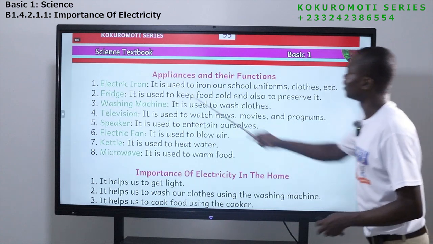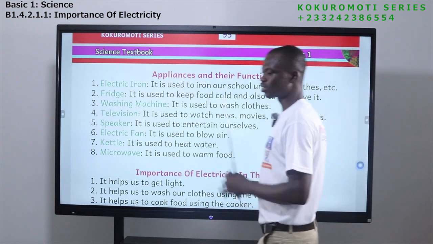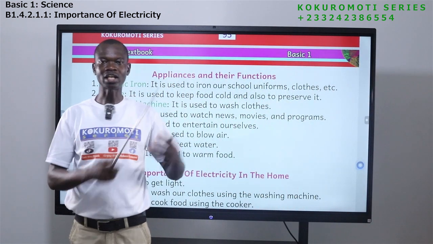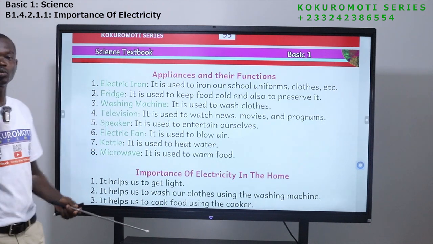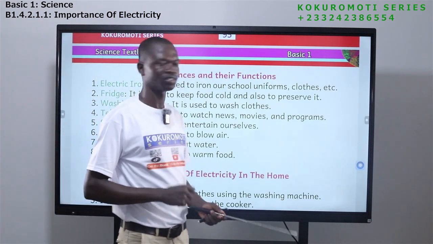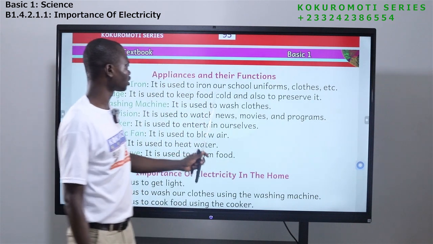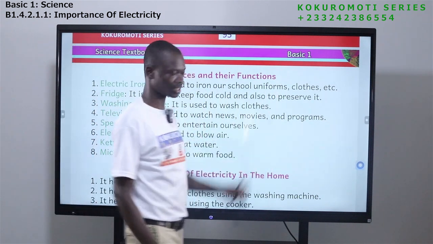Let's move on. Appliances and their functions. So we are looking at appliances and what they are used for. So the first one is electric iron. All of you, what do you use electric iron for? So it is used to iron our school uniforms, clothes, and the rest.